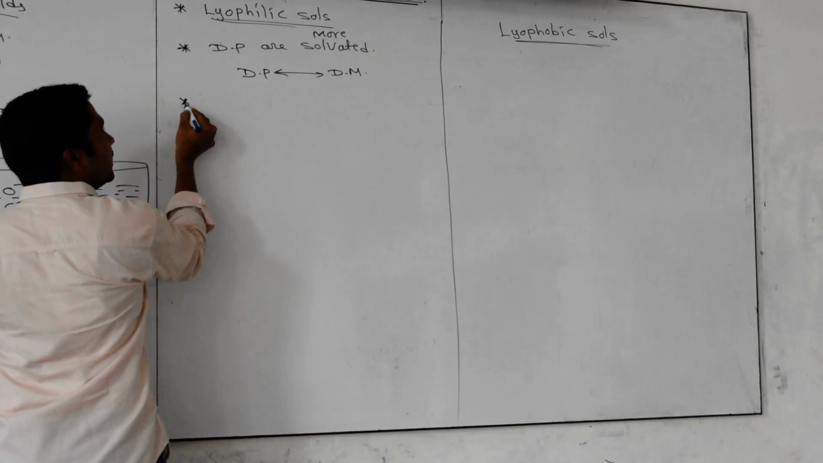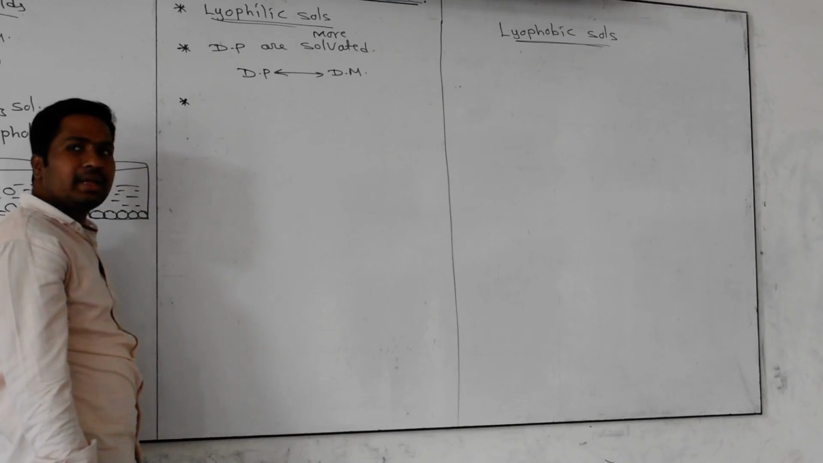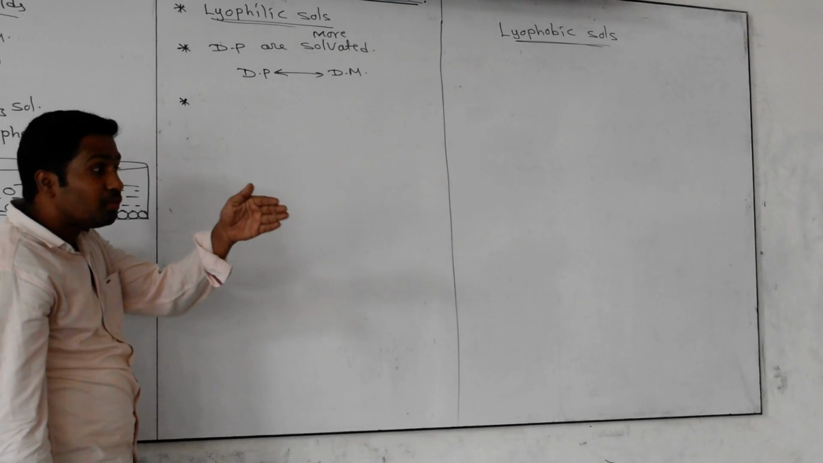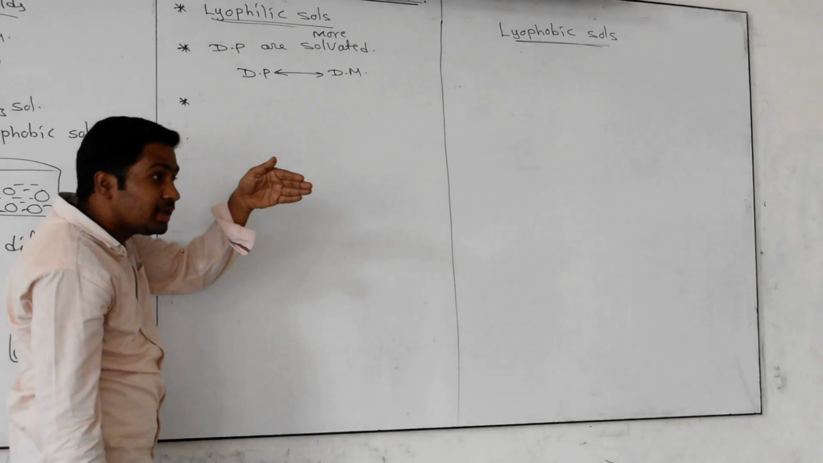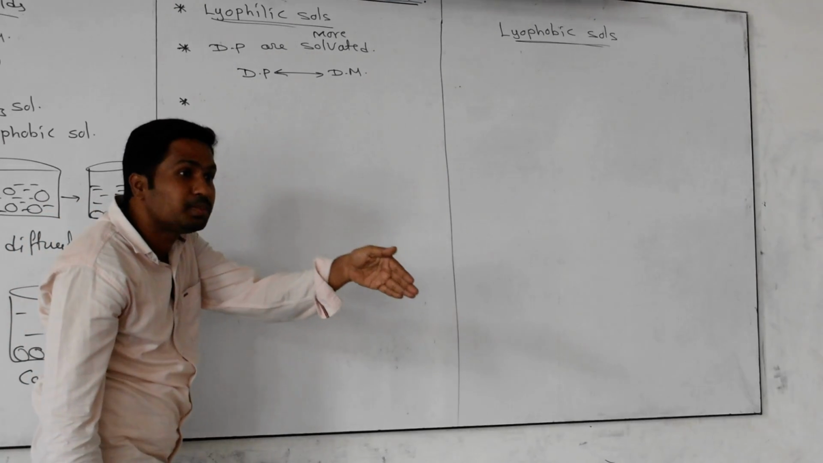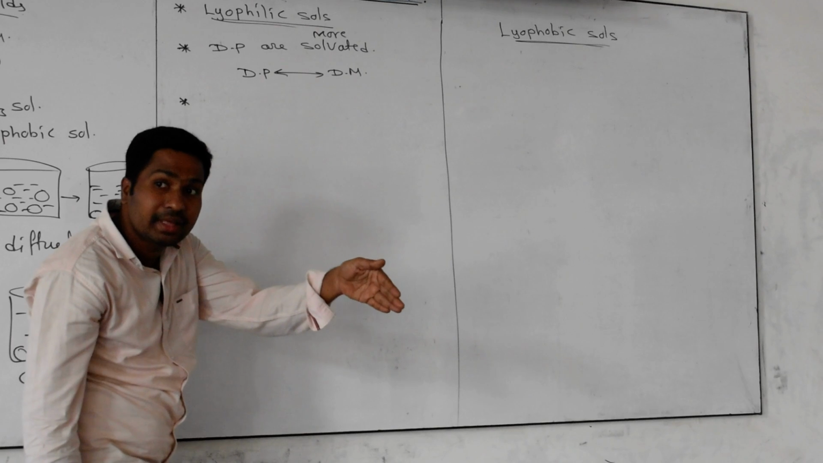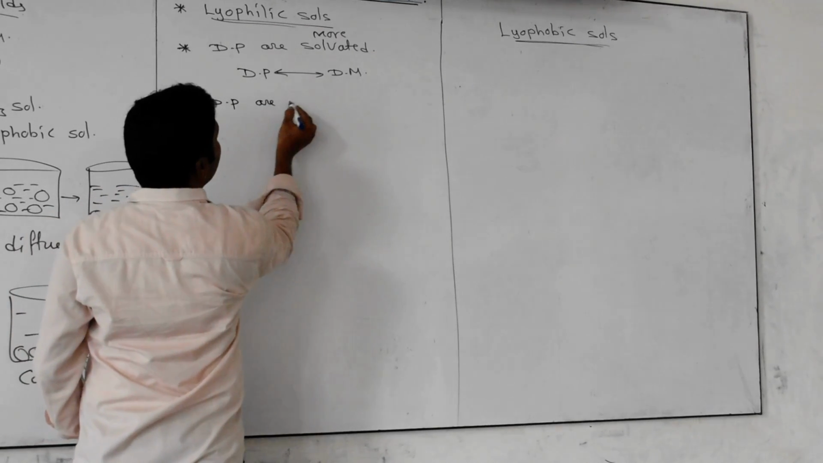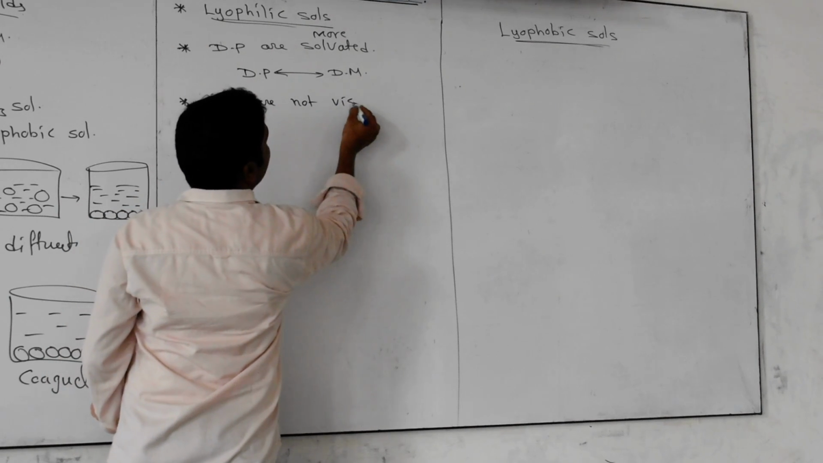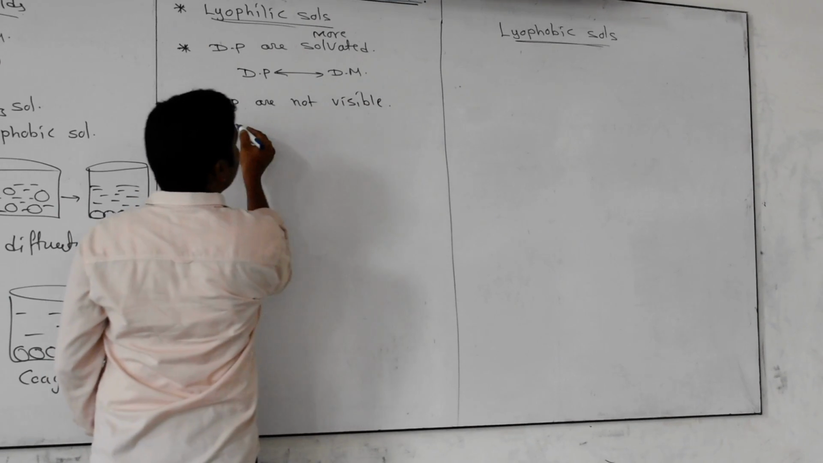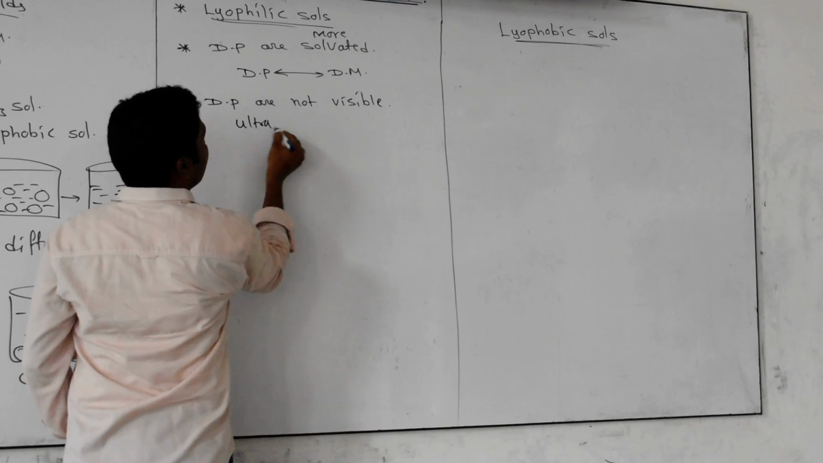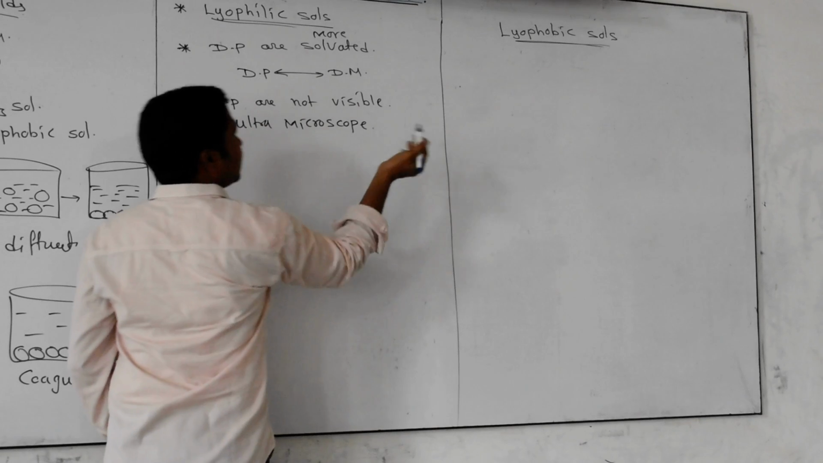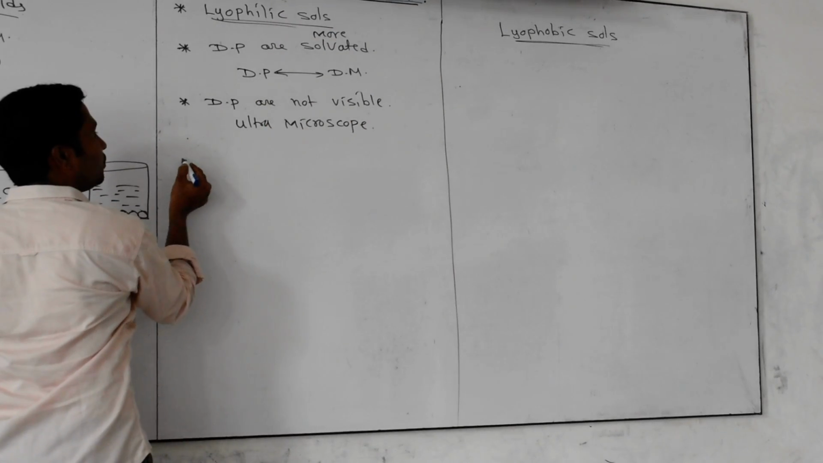Due to this, is the dispersed phase or colloidal particle visible or not visible? Very good. Why? Because the dispersed phase particles go into the dispersion medium. Is it possible to identify them? No. That's why the dispersed phase particles are not visible under an ultramicroscope. Are you getting it? And one more point I have to tell.